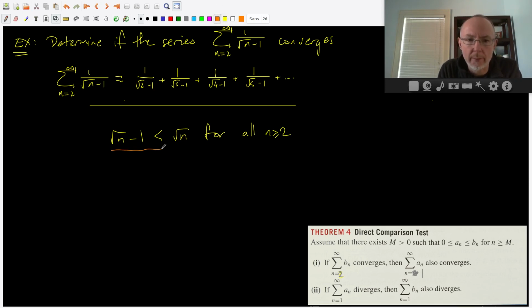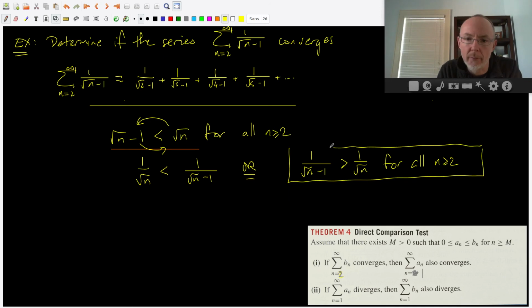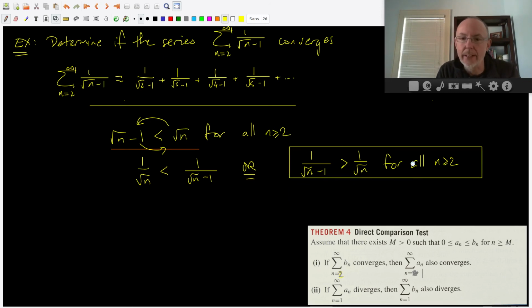I think everybody agrees with me. I start with a number, square root of n, and I subtract 1. So it has to be smaller than just the square root of n by itself. But I can rearrange that and divide both sides, so I can write this. I can divide the square root of n over here, and I can divide the square root of n minus 1 over here. I could rewrite it the other way around: 1 over the square root of n minus 1 is actually bigger than 1 over the square root of n, just writing it backwards. And that's true for all n greater than or equal to 2. I can't start at 1 because I'd be dividing by 0. There's a lovely box, and there's an inequality.